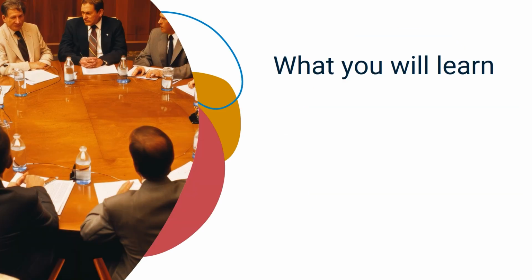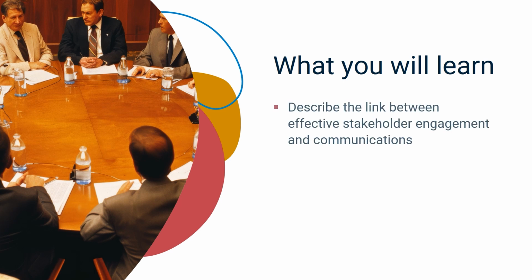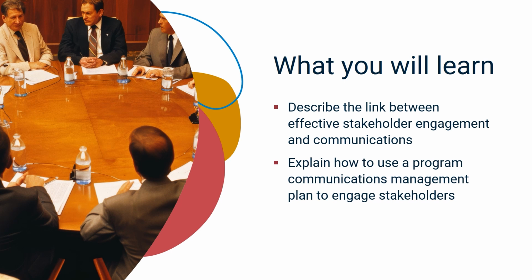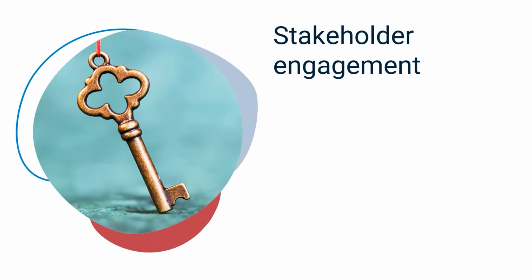After watching this video, you will be able to describe the link between effective stakeholder engagement and communications. Explain how to use a program communications management plan to engage stakeholders. To engage effectively with your stakeholders, you must learn how to communicate with them. Appropriate engagement means obtaining the necessary commitments across the program.